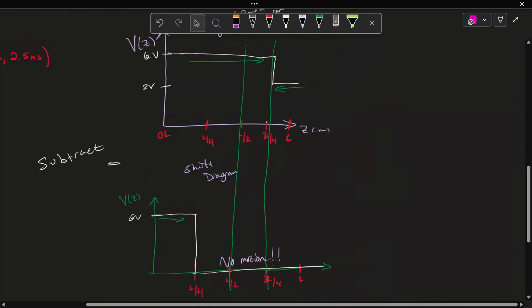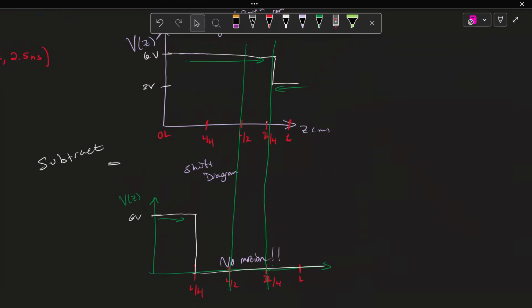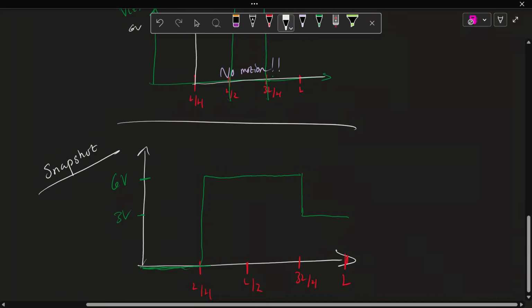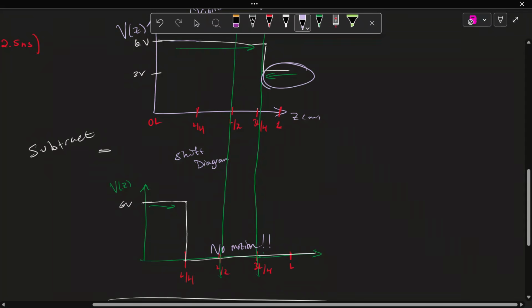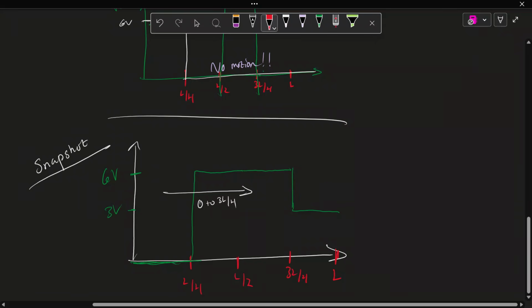So whenever we subtract from 0 to 3L over 4, what are we doing? Well, we're going right on both sides. From 0 to 3L over 4, we're going to the right. But after 3L over 4, we're going to be going left. 3L over 4 to L. This is the wave direction.